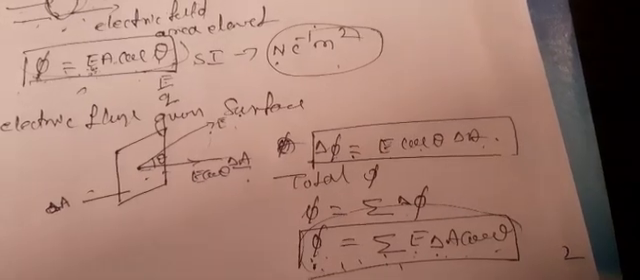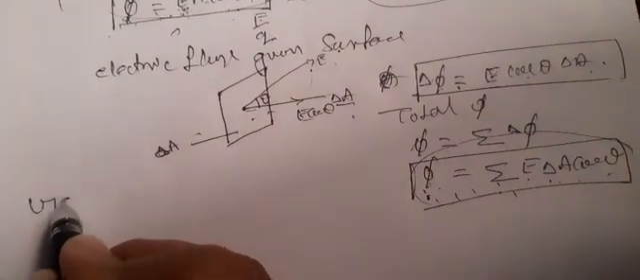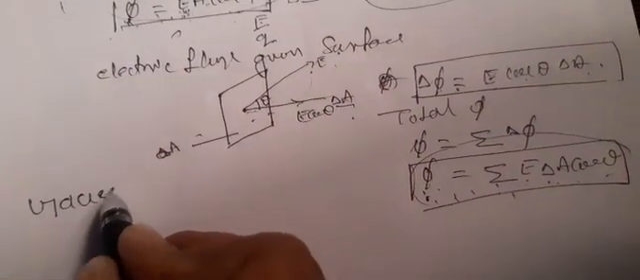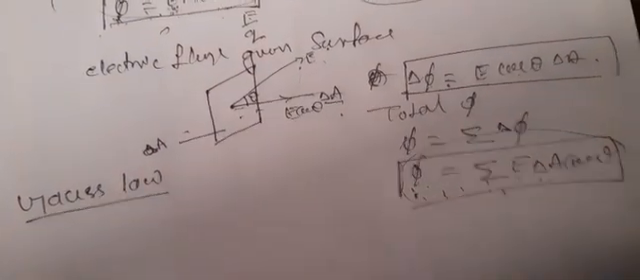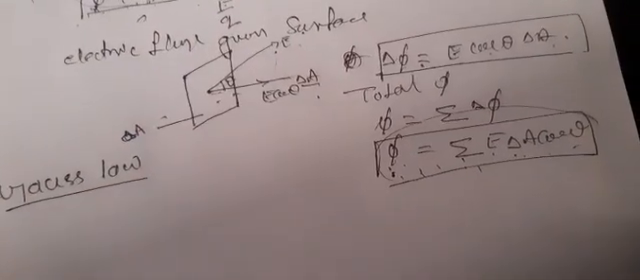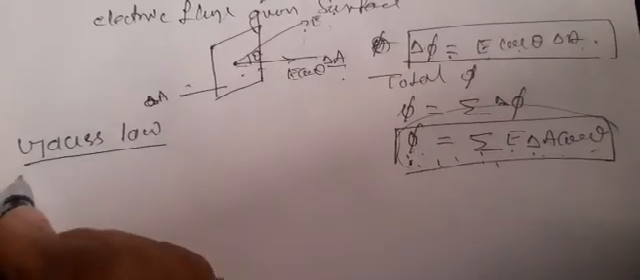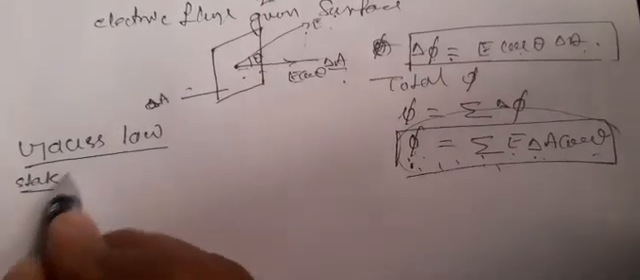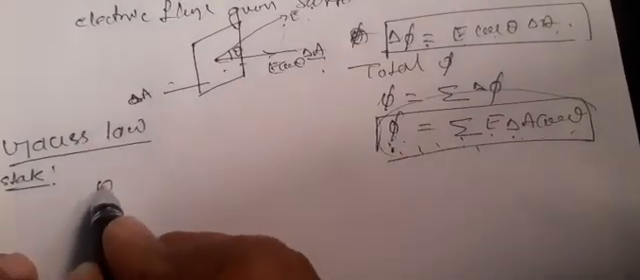The next concept is Gauss law, spelled G-A-U-S-S. What is the statement or explanation of Gauss law? The statement of Gauss law concerns the total electric flux, phi.